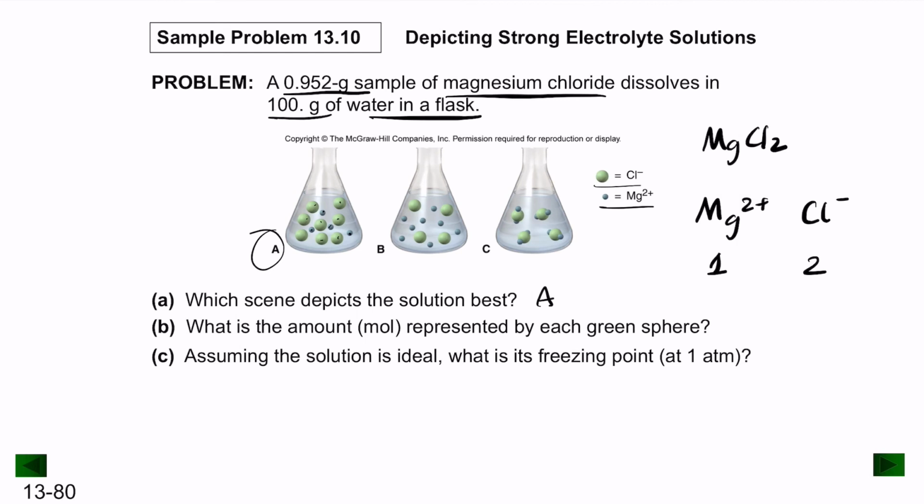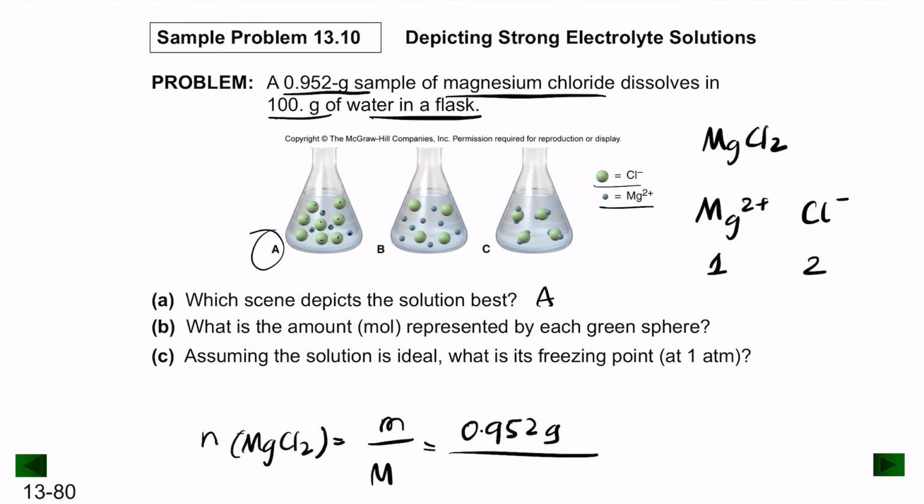Next, what is the amount represented by each green sphere? First we need to convert the grams into the number of moles. So the number of moles of MgCl2 becomes mass by molar mass. Mass here is already given, which is 0.952 grams, divided by the molar mass here, which is 95.21 gram per mole. So that value becomes 0.0100 mole of MgCl2.